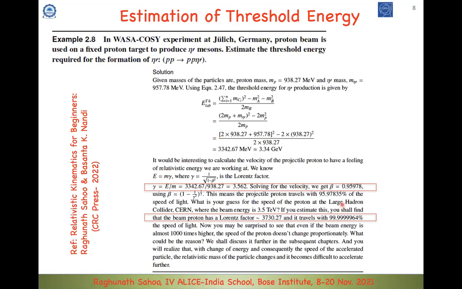And my question of yesterday: if you go to the FCC, the Future Circular Collider, you cannot reach the speed of light. It will just modify the 10th or 12th decimal place here. So you cannot reach the speed of light. That is the beauty of this mathematics, and we also realize the same thing. And it has technological consequences, which I am not discussing now.